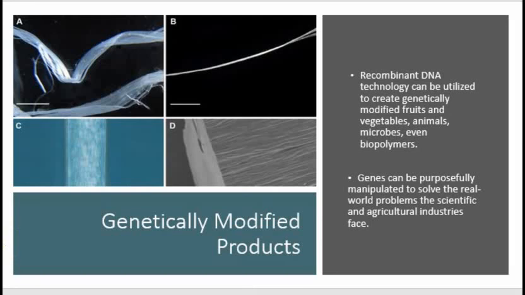Moving on, we see that these technologies can be utilized to create genetically modified fruits, vegetables, animals, microbes, and even biopolymers. Such research can be carried out to modify plants to yield better nutritional values, such as golden rice, which is high in vitamin A. This nutrient is normally missing from rice, which is a food in many cultures. It's a big staple worldwide. The absence of this vitamin can lead to abnormal neurological developments and an increased risk of blindness in childhood.